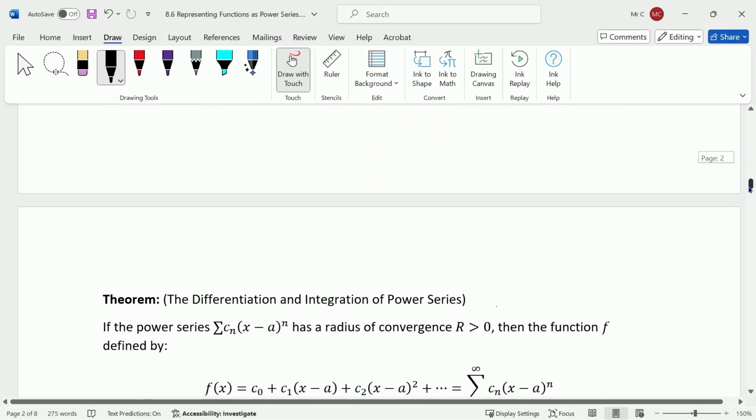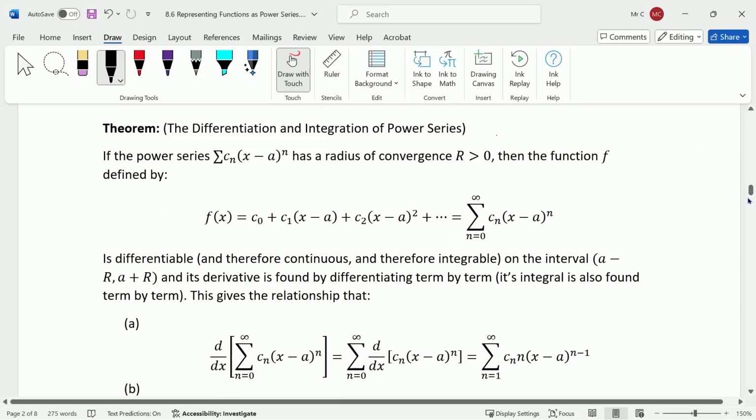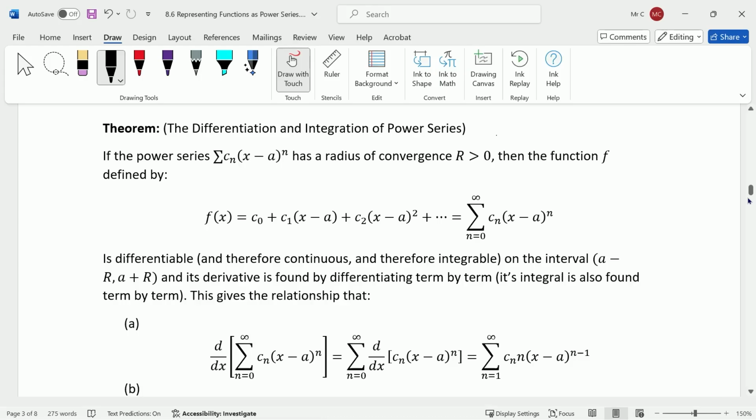Okay. Moving on. So we're going to take a look at a theorem, and this is a pretty important theorem. But it's pretty simple at its heart. There's just one or two little tricky things we have to be careful about. So, theorem, the differentiation and integration of power series theorem.